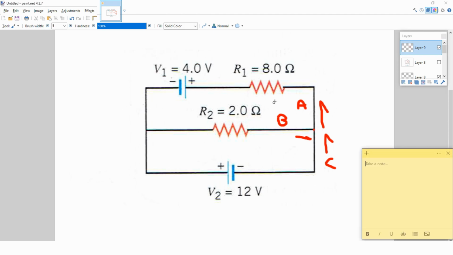The very first equation is going to be based on the junction rule, and it's going to be all the lines going in are equal to the output. All the current going in is equal to the output, so it's going to be B plus C is equal to A.